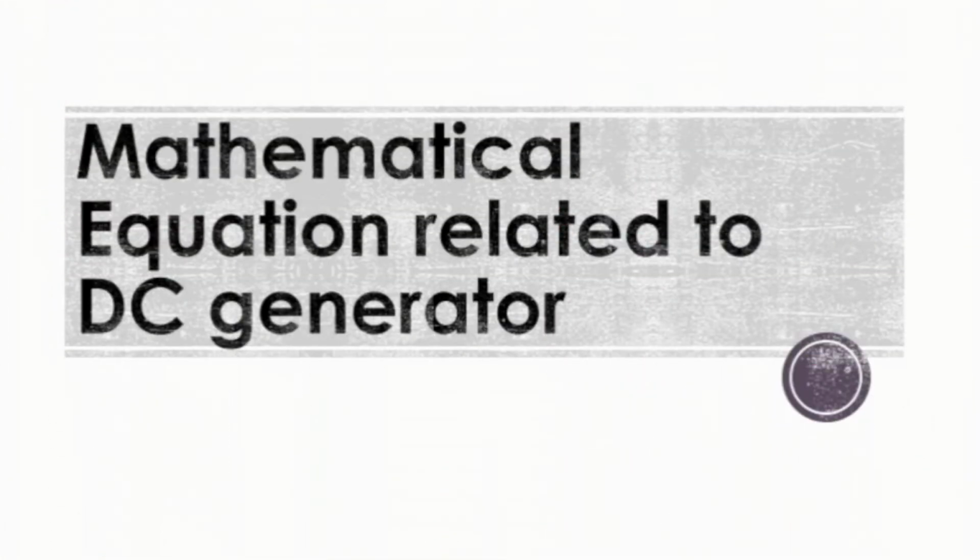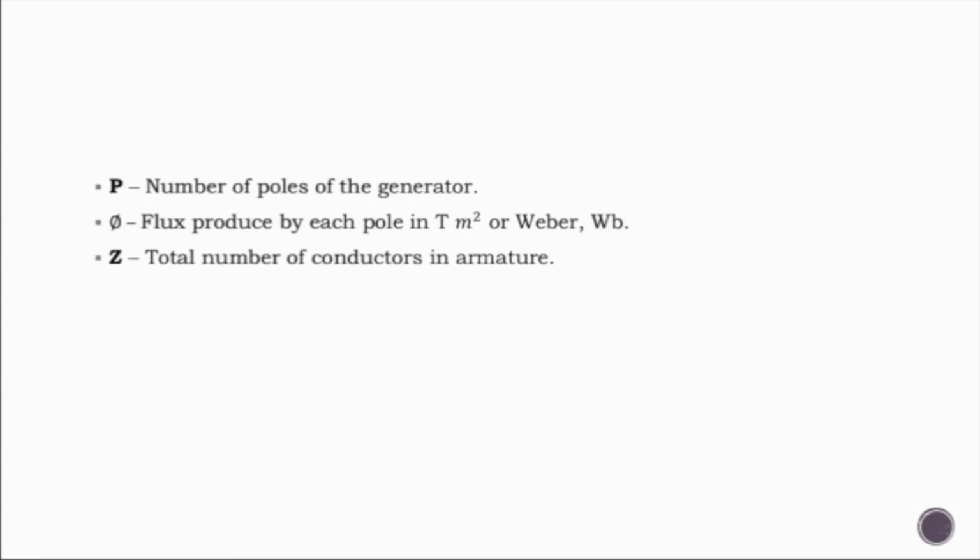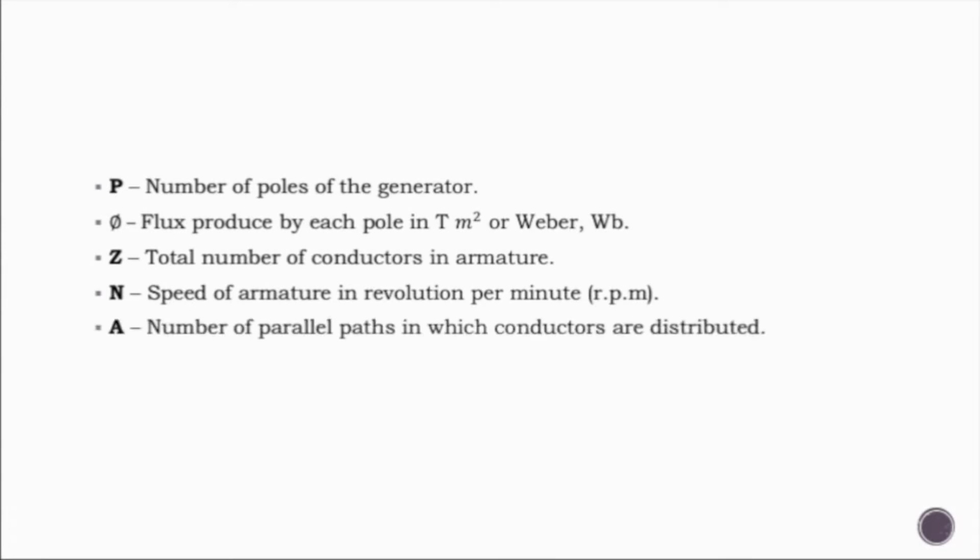I'm going to talk about mathematical equations related to the DC generator. P represents the number of poles of the generator. Phi is the flux produced by each pole in Tesla meter square or Wb. Z is the total number of conductors in armature. N is the speed of armature in revolutions per minute. A is the number of parallel paths in which conductors are distributed. The total flux produced by all the poles can be calculated by the number of poles of the generator times the flux produced by each pole.